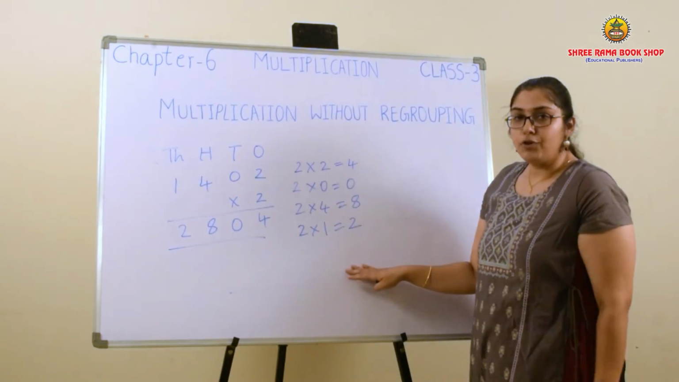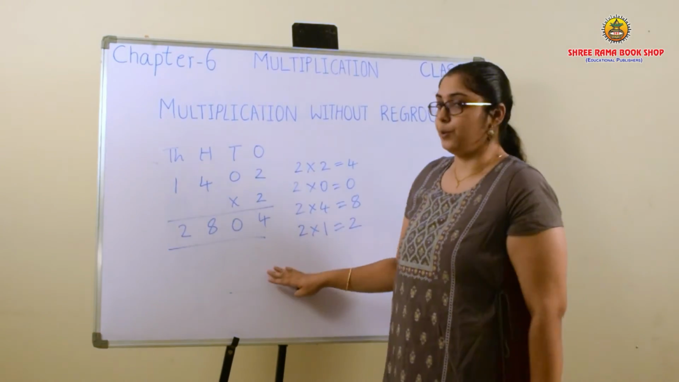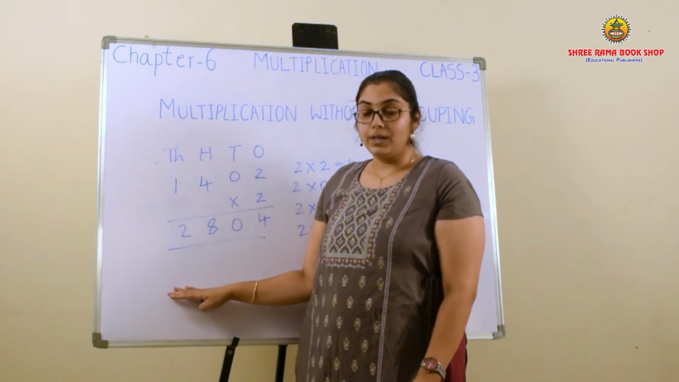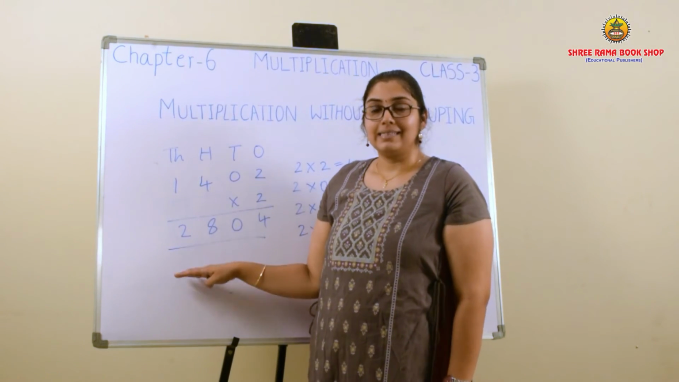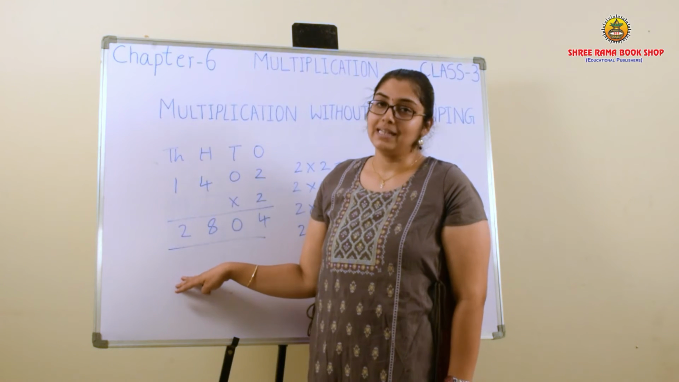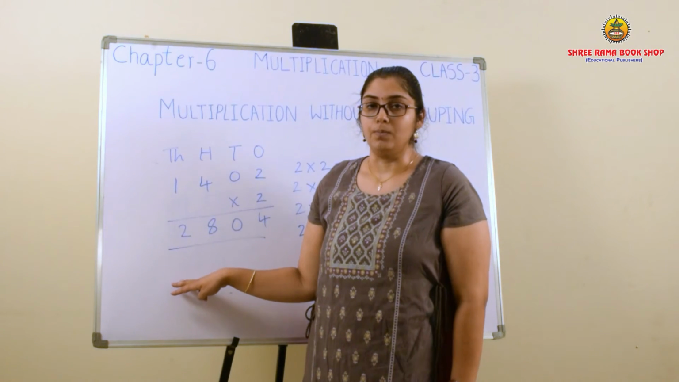So this is how we multiply without regrouping for a 2-digit number, 3-digit number and 4-digit number. You have an exercise regarding this in your textbooks. Please do it and practice at home. Thank you.